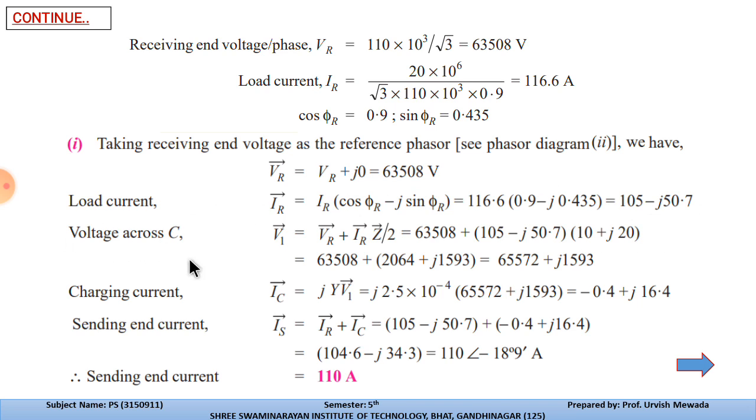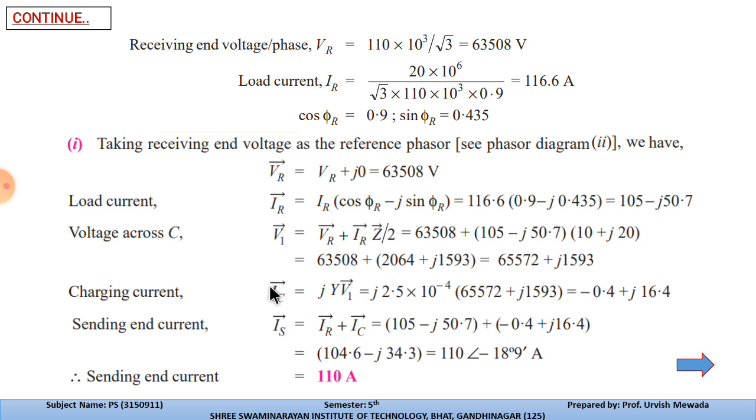So for the voltage across the capacitor, this is the equation that we can write with the help of the phasor diagram. V1 is equal to VR plus IR Z by 2. We have all the values of VR, IR and Z by 2, so we can determine the value of V1, the voltage across the capacitor, that is the imaginary voltage that will form across the capacitor when we consider the nominal T method for transmission line analysis. So V1 will become 65,572 plus J 1,593.